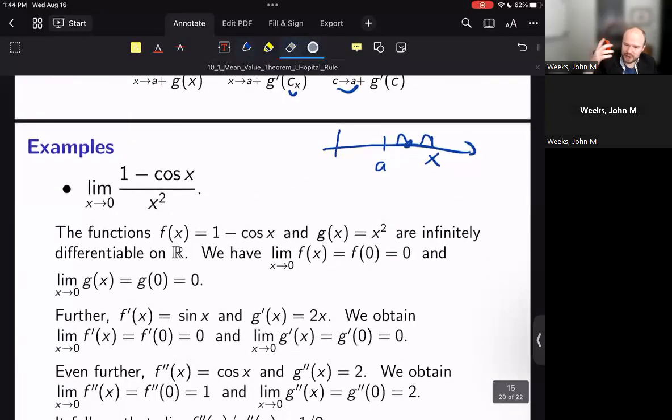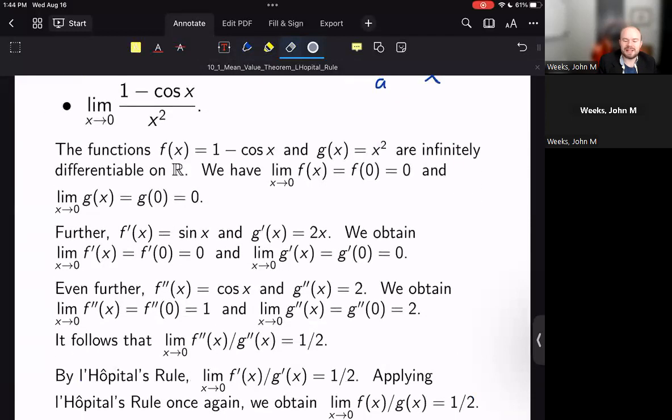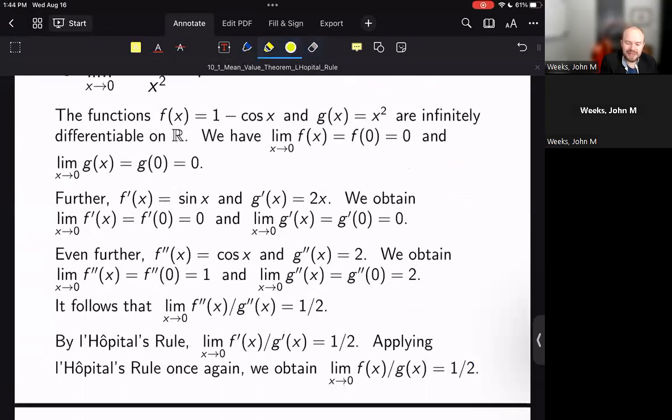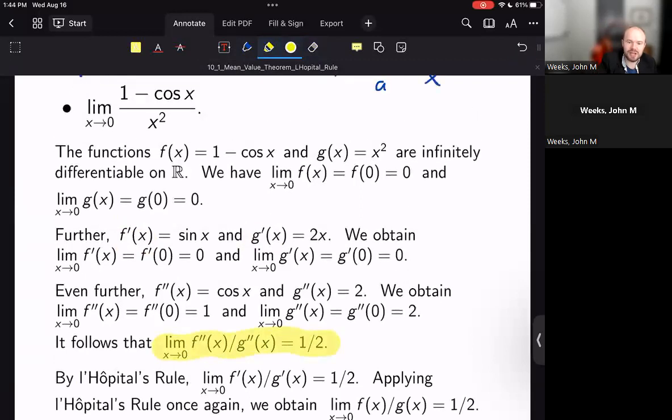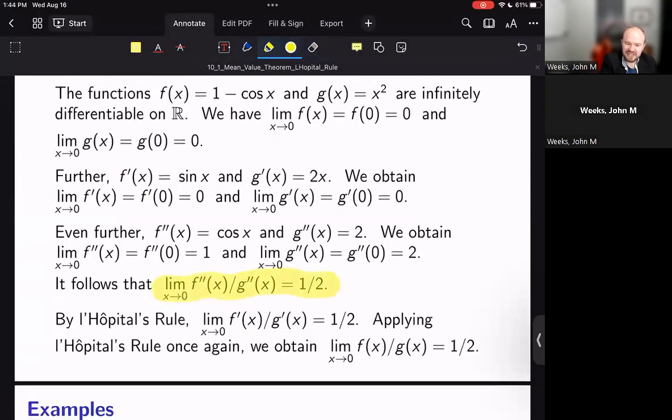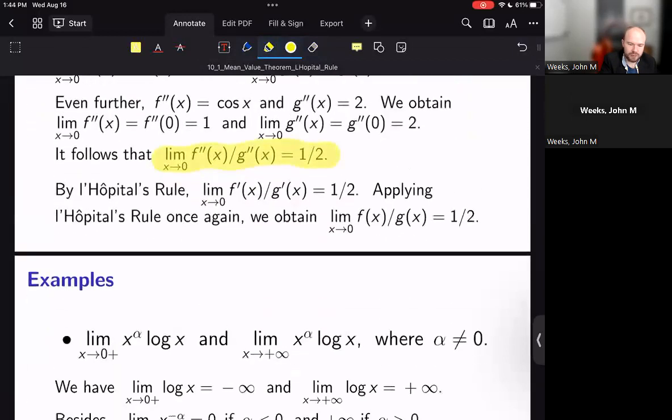1 minus cosine of x over x squared. We get a lot of very neat and interesting L'Hopital's rules by looking at trigonometric formulas. 1 minus cosine of x and x squared, for example, both go to 0 as x goes to 0. Then if we take the derivatives, we get sine of x over 2x, which, by the way, we know the limit of. This one's going to be 1/2 times 1. But we can also just apply L'Hopital's rule once again, because if we show that this limit exists, then the limit of f prime over g prime is going to exist, and hence the limit of f over g will exist as well. So this gives us what we need for 1 minus cosine x over x squared.